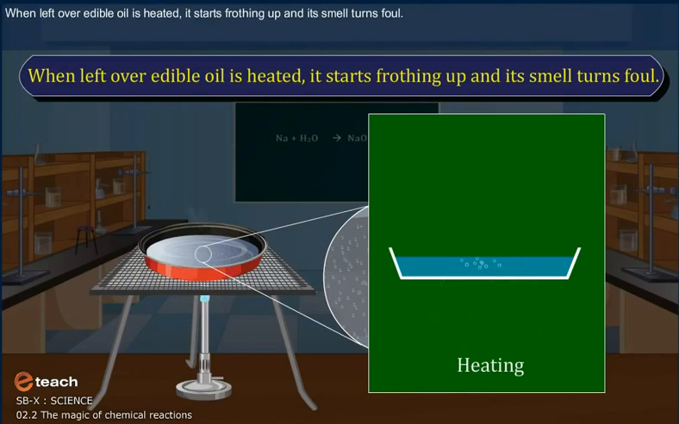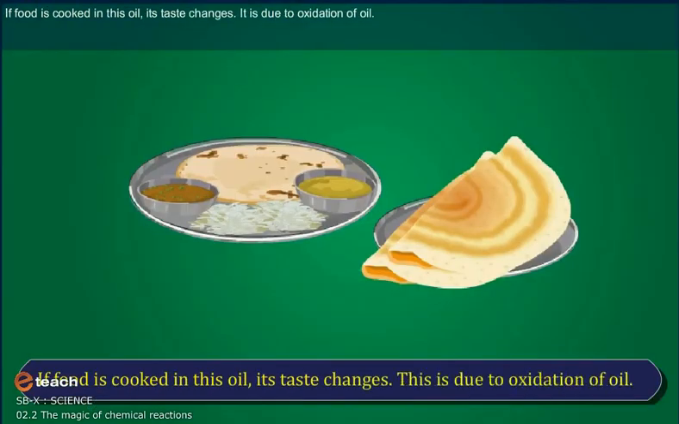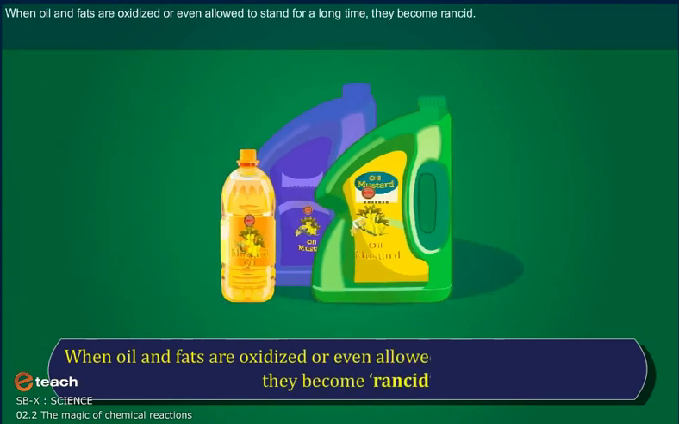When leftover edible oil is heated, it starts frothing up and its smell turns foul. If food is cooked in this oil, its taste changes. It is due to oxidation of oil. When oils and fats are oxidized or even allowed to stand for a long time, they become rancid.